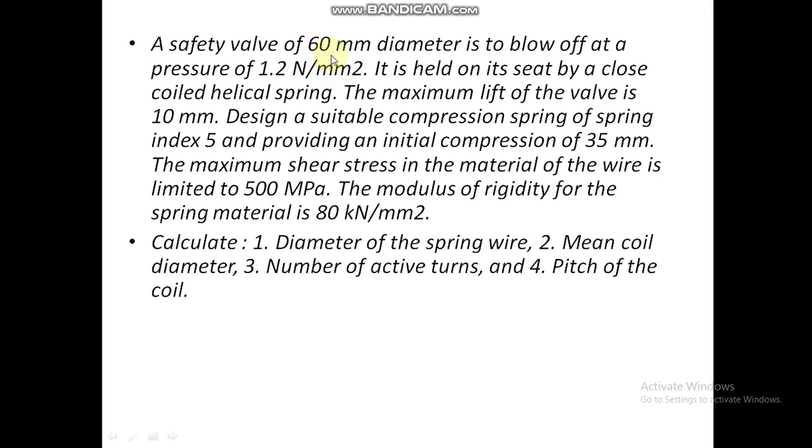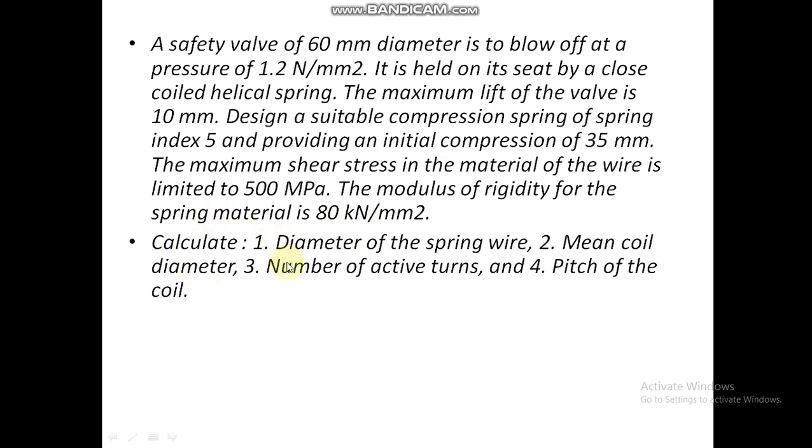A safety valve of 60 mm diameter is to blow off at a pressure of 1.2 Newton per square mm. So you have been given the valve diameter and pressure. It is held on its seat by a closed coil helical spring. Maximum lift of the valve is 10 mm. Design a suitable compression spring of spring index 5 and providing an initial compression of 35 mm. Maximum shear stress in the material of the wire is limited to 500 megapascal. Modulus of rigidity for the spring material is 80 kilonewton per square mm.